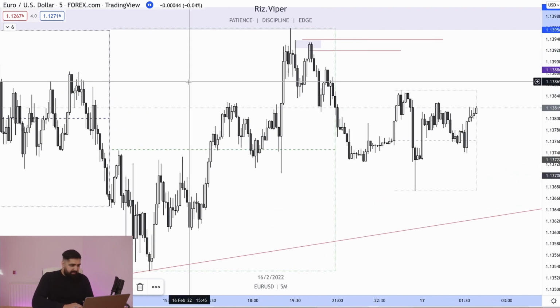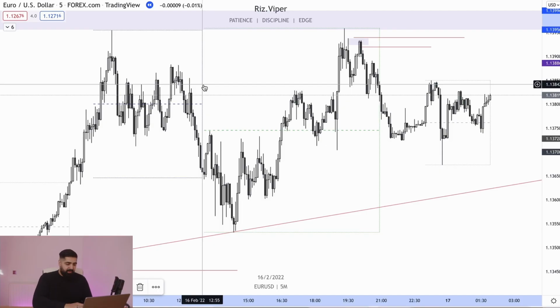All right. Now at this point we've taken liquidity. So a large reason, not only structurally and not only for the general higher time frame idea that we've gone over, but at this point we've taken liquidity, which again, as we've mentioned before, is the fuel for the market.